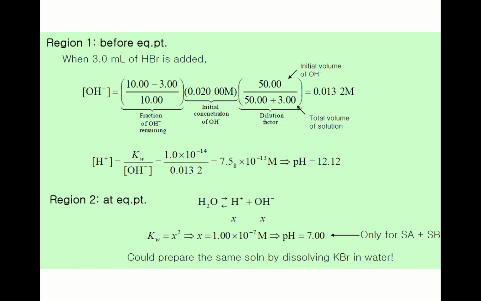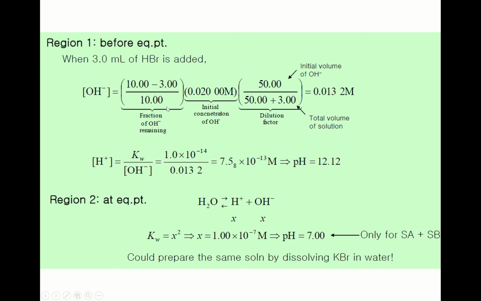And let's consider region 1, before the equivalence point. Since we already know VE is 10 ml, now we consider that 3 ml of HBr is added. What is the hydroxide concentration? Since the HBr volume doesn't reach the equivalence point, in solution there is still excess hydroxide ion. So we can calculate the concentration of hydroxide ion.